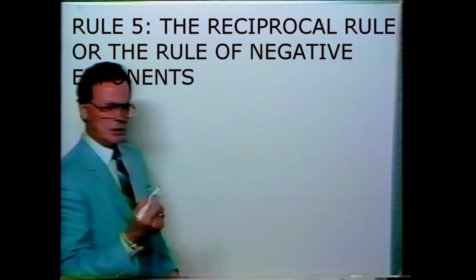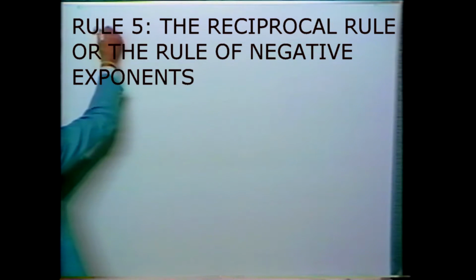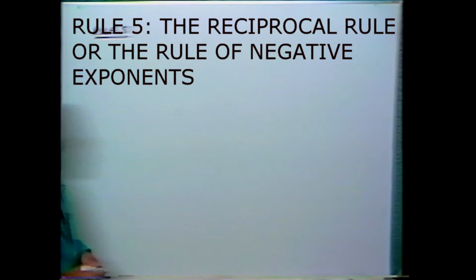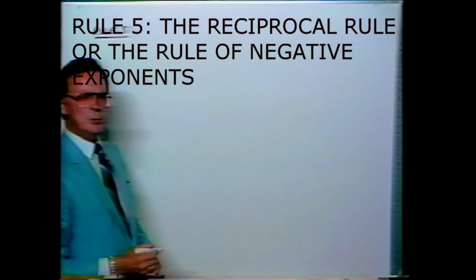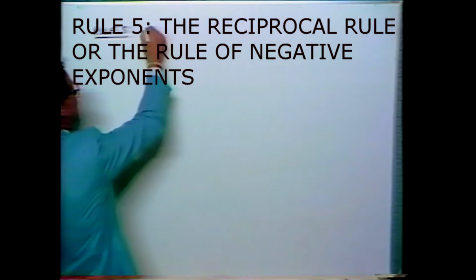The next special rule, Rule 5, we'll refer to as the reciprocal rule, or the rule of negative exponents.